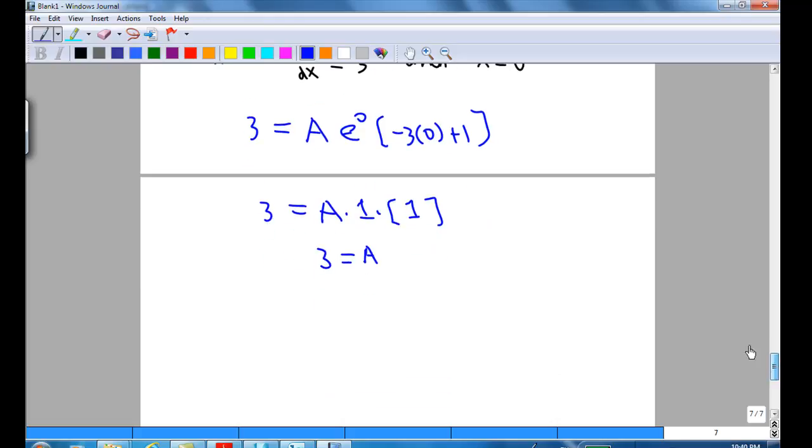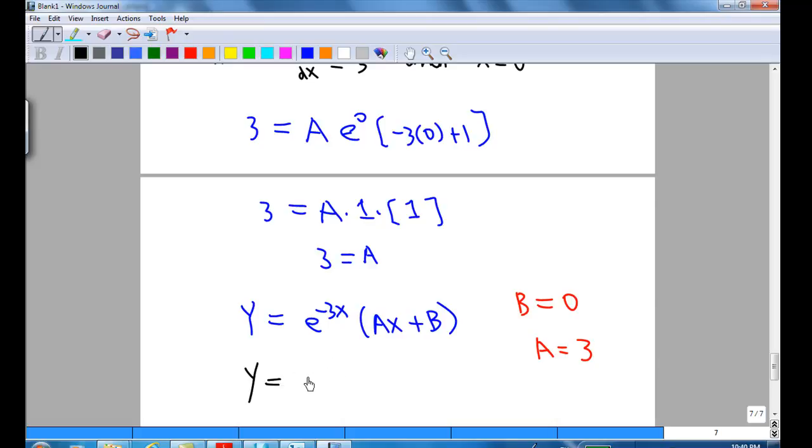Therefore, y we know is equal to e^(-3x) (ax + b), and we found out that b is equal to 0. Earlier, a equal to 3. So eventually, y is equal to 3x e^(-3x) after you substitute these values. And that is a particular solution.